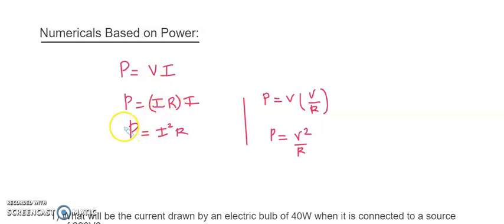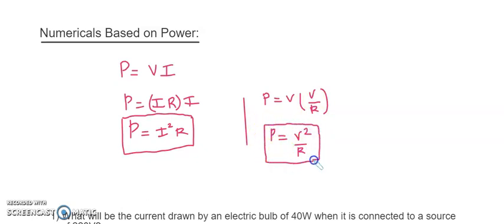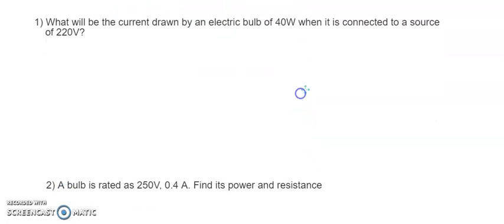So the other formula that we can use for power is P equals I square R. Or I can substitute the current by Ohm's law as V by R. So V times V by R is V square by R. So we have three formulas for power. One is V into I, the other is I square R, and the third is V square by R. So we'll use any of these according to the given information.